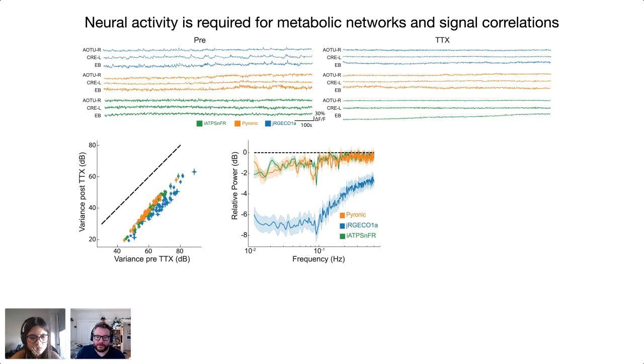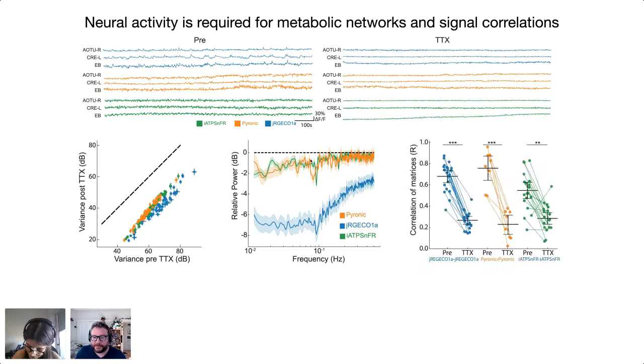Similarly, when we look at the overall network structure, think back to the correlation matrices in the beginning. If we compare the network structure before the application, that is the stability of the network, comparing the matrix to itself across time, it's fairly stable. It's not 100% stable, but that's also a feature of brains. However, when you compare it to the TTX application, network structure breaks down, and it no longer looks like what it did before application of tetrodotoxin. This is true for the Pyronic network as well as the ATP network.